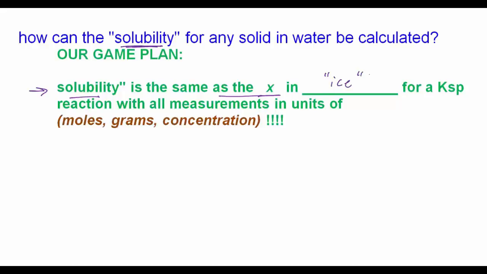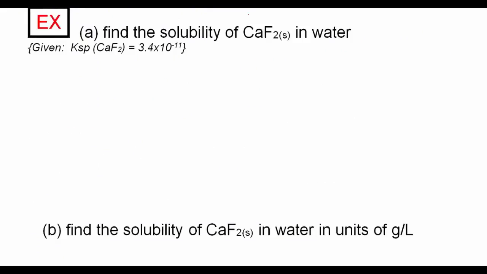So solubility is X in ICE. If you're going to do ICE, you need a reaction. We're going to write the Ksp reaction, and we want all units in our ICE table to be in units of concentration, and things are going to work out great. Okay, so let's try this.